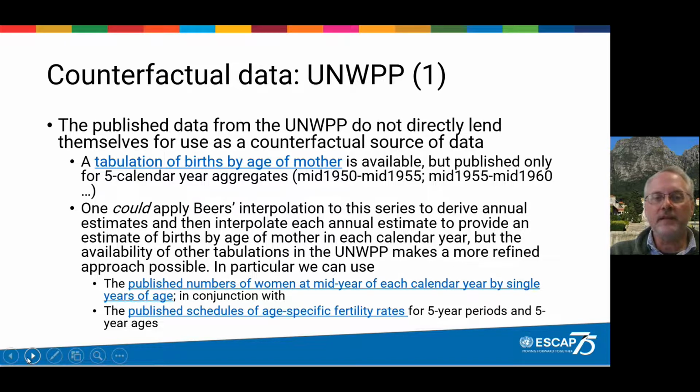But the availability of other tabulations in the UNWPP makes a more refined approach possible. In particular, we're going to make use of the published numbers of women at mid-year of each calendar year by single years of age, which is a standard output from the UNWPP, and we'll use that in conjunction with the published schedules of age-specific fertility rates for 5-year calendar year periods and 5-year age groups.